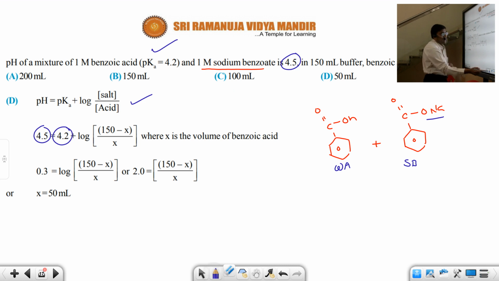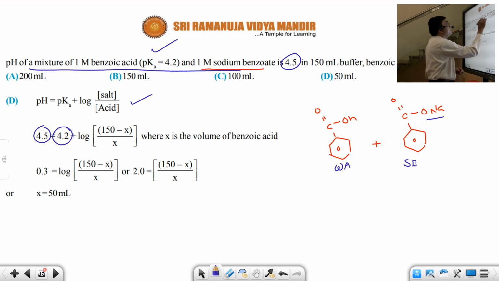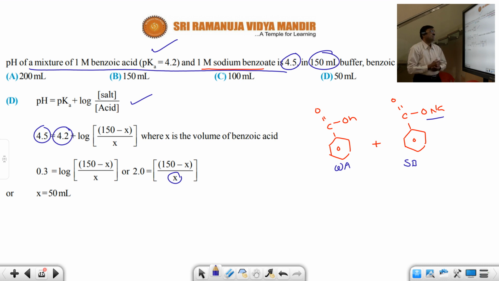And next, if you see the buffer, the pH of the mixture of this buffer, benzoic acid and sodium benzoate, is given in 150 ml. If one is x, the total is 150, so the other will be 150 minus x. I hope you understood. You have to assume that, very, very important. So x is the volume of the benzoic acid, and the other will be 150 minus x naturally. When you substitute, you get the x value.